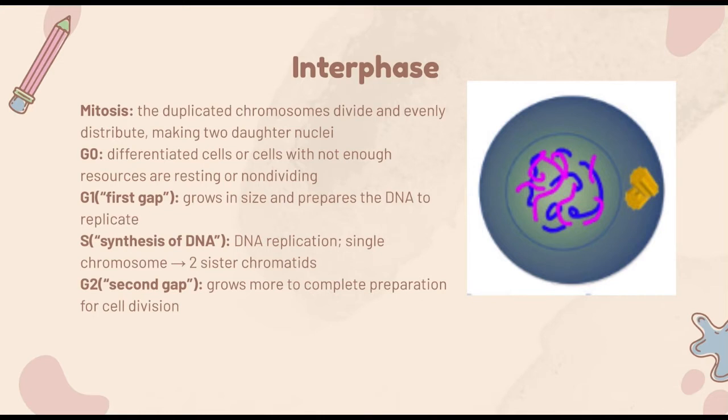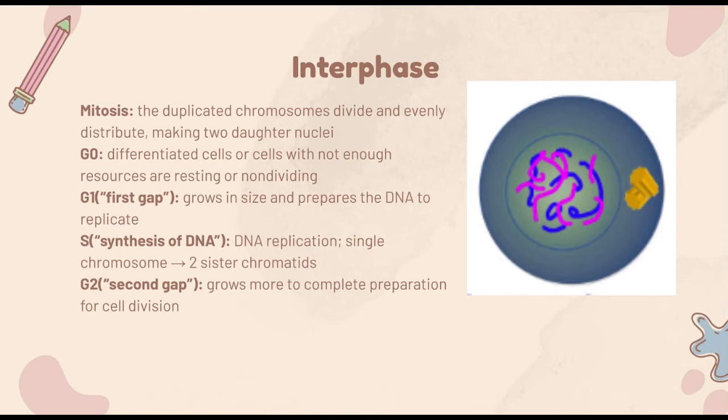of DNA. Here is when DNA is replicated. Single chromosomes become two sister chromatids. Then in G2, the second gap, the cells grow even more to complete preparation for cell division. If a cell didn't grow to its required size, it would lack many essential organelles, causing more problems. This concludes interphase. However, since the remaining steps like prophase, metaphase, anaphase, and telophase are very important to meiosis too, we will review those next.